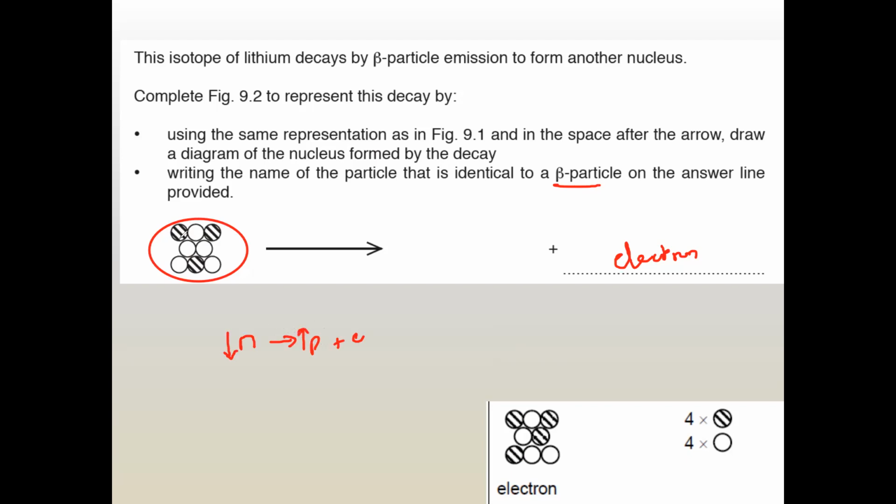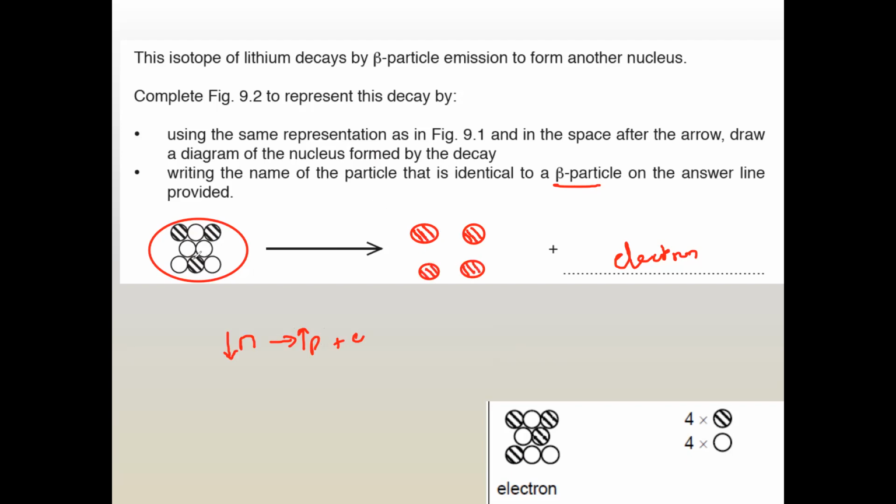The shaded sides are representing the proton. So originally there are 3 protons. Then now how many protons will be there? It will have 4 protons. So 1, 2, 3, 4. And that is the shaded part. So the proton number increases by 1.